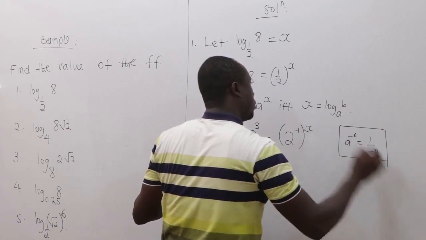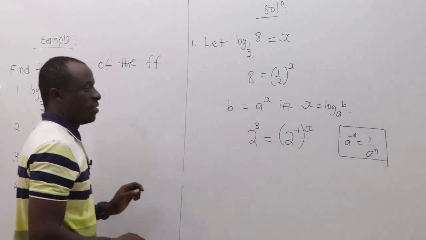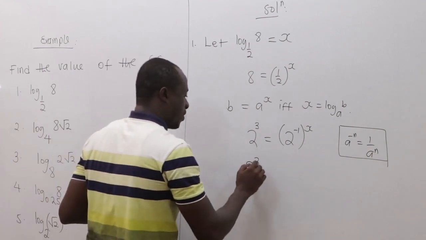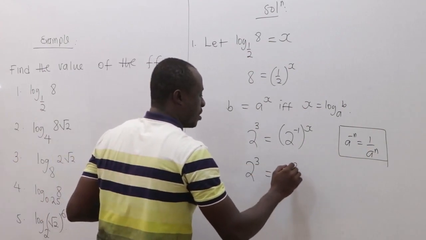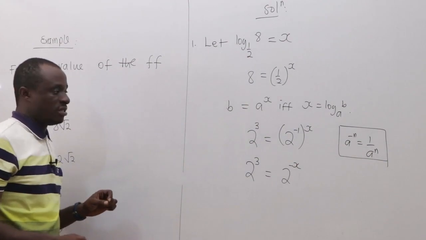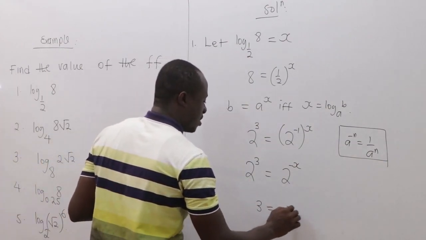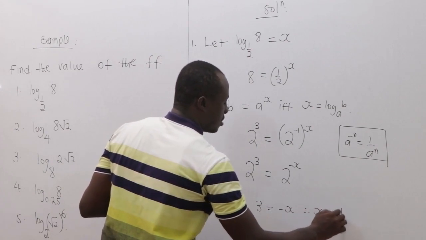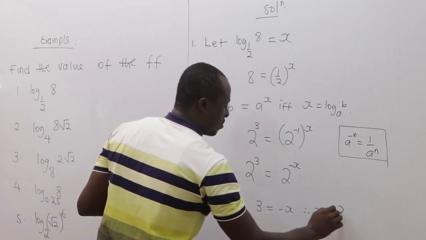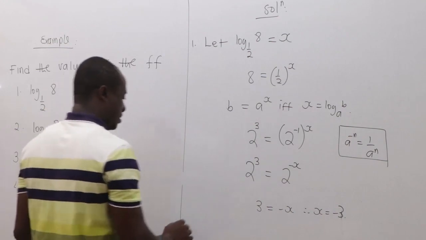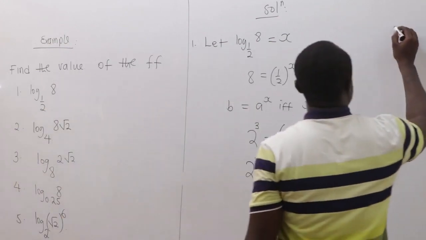This is a principle that we use on this, which gives us that. So clearly we have 2 to the power 3 equal to 2 to the power -x. So clearly, what can we see? 3 is equal to -x. Therefore, our x is just equal to -3. Now let's see our second question.